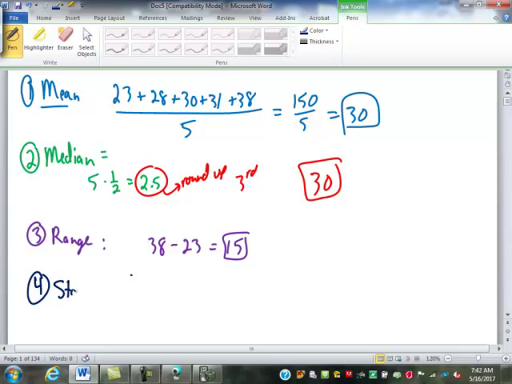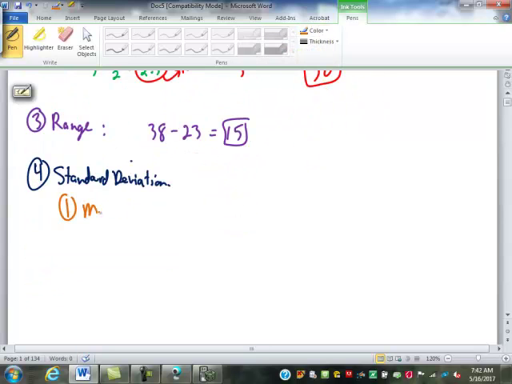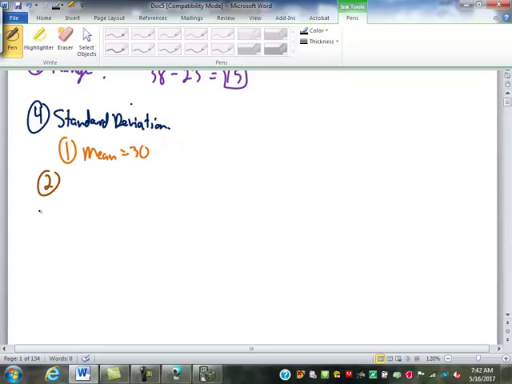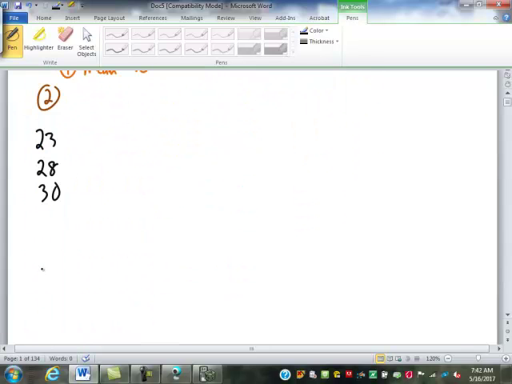And finally, standard deviation. This is what we ended on last class. The first step is to find the mean, which we've already found. So step 1, the mean equals 30. We've got that. Step 2, we're going to have to list out our numbers. So 23, 28, 30, 31, 38. Very good.